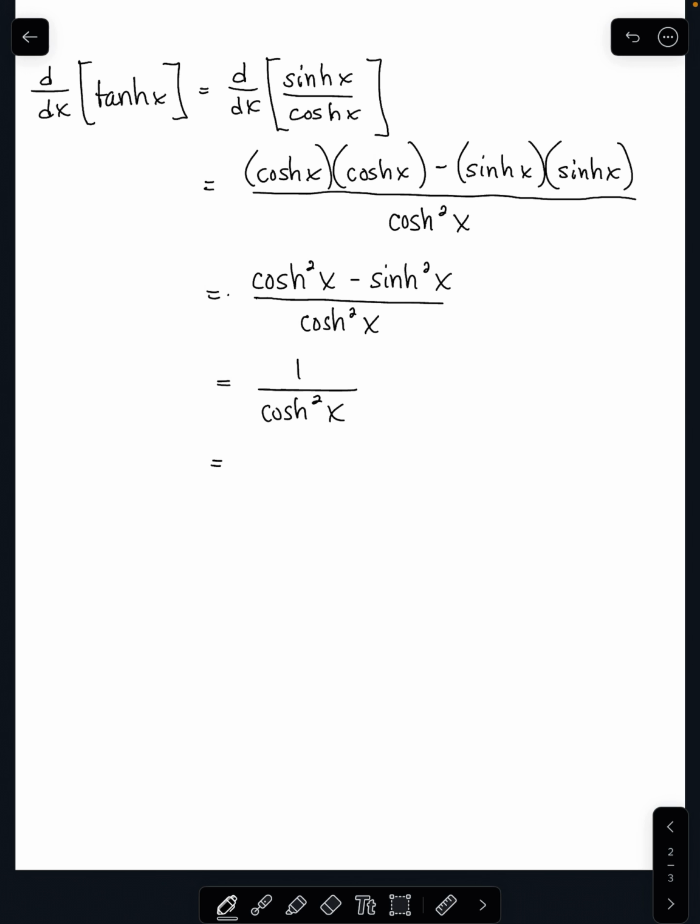And 1 over hyperbolic cosine squared is hyperbolic secant squared, which again should look familiar then. The derivative of hyperbolic tangent is hyperbolic secant squared. Without going through all of the others in terms of proving them, the derivative of hyperbolic cotangent of x is going to again result in hyperbolic cosecant squared. This time we do pick up the negative.